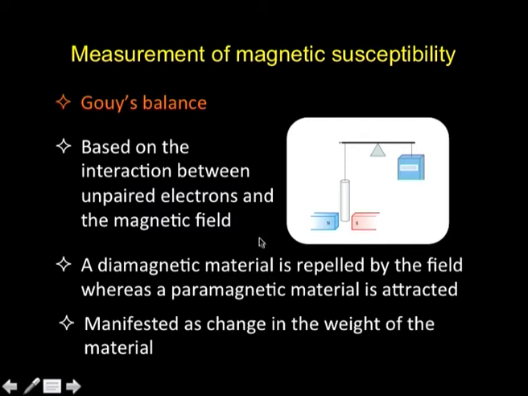That is, this kind of interaction of the magnetic field and the material is manifested in terms of the change in weight of the material, and that is read over the scale here. This kind of device is called a Gauss balance.